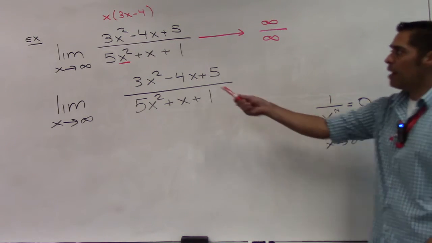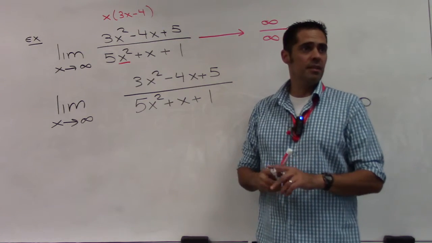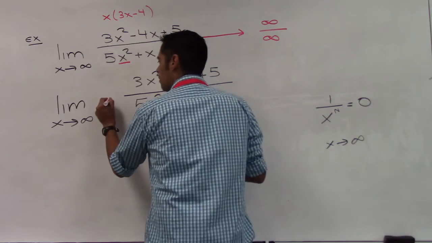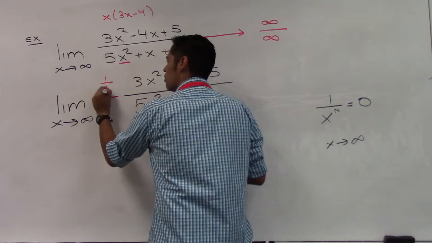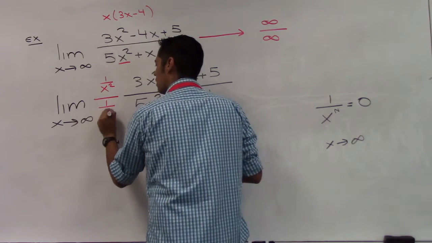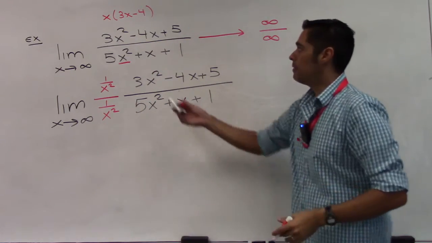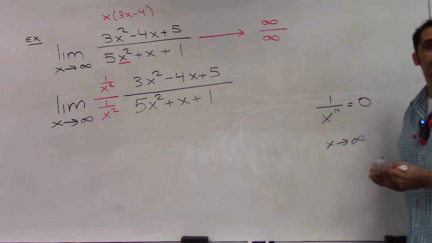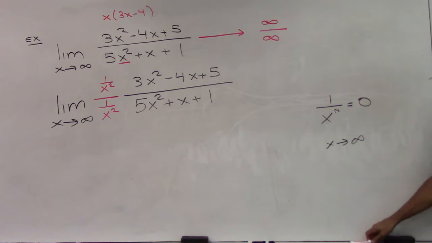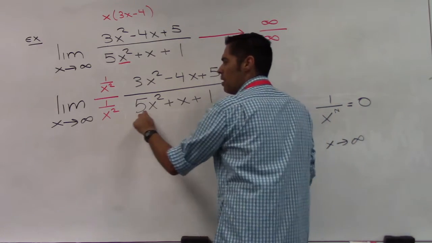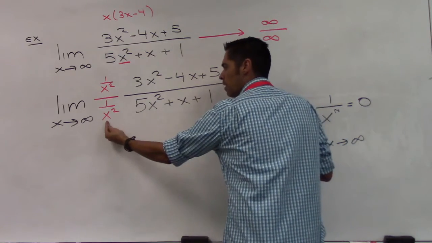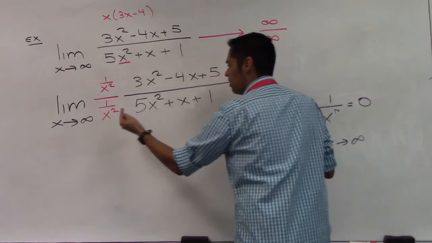So x squared is the highest power of x that I see. So what I'm going to do is I'm going to come in here and multiply by 1. The 1 that I'm going to use is 1 over x squared times 1 over x squared. Again, the x squared is coming from that x squared right there. Now, when I do this, let's think about what's going to happen on the bottom. When you multiply this 1 over x squared through to each one of these, right?